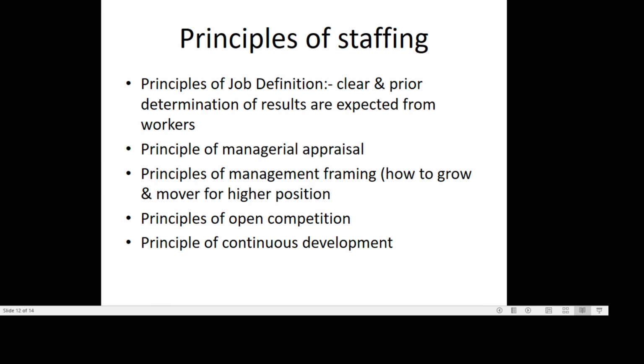There should be continuous development. Continuous development is an important principle of staffing, because an organization works on the philosophy of infinite stage, perpetual existence. For that perpetual existence, it requires continuous development and ensures a healthy environment for the employees. So there is a principle of continuous development, holistically.